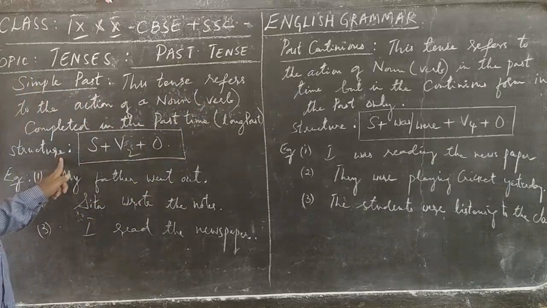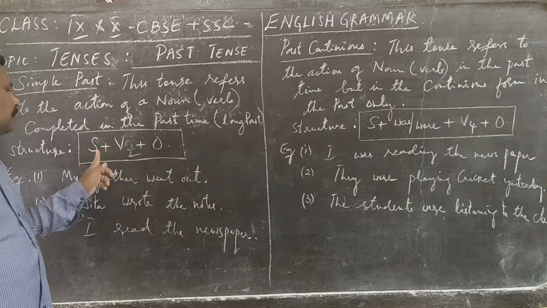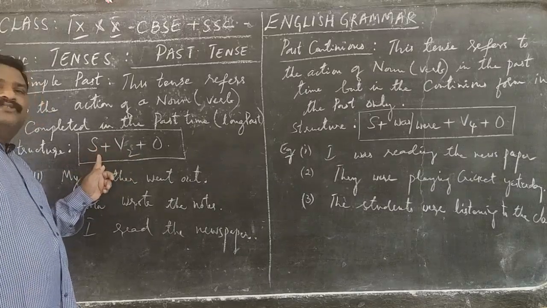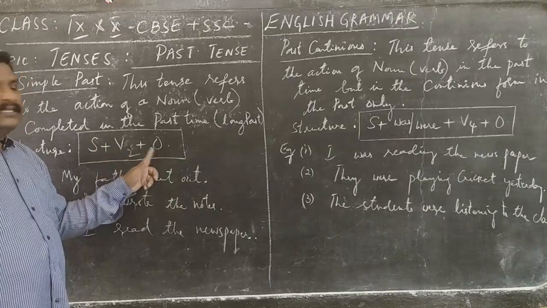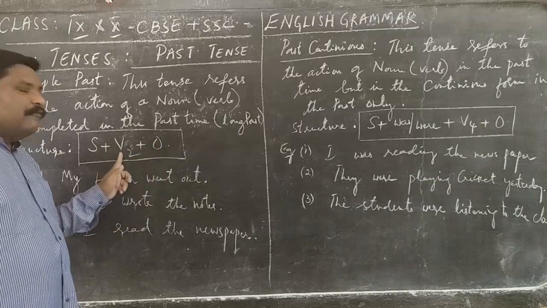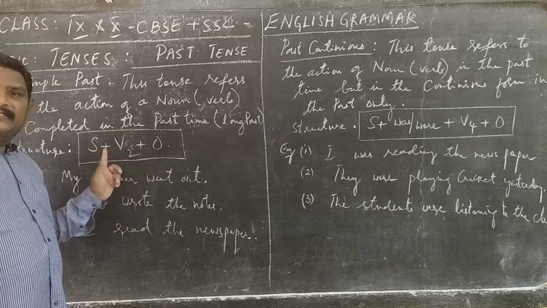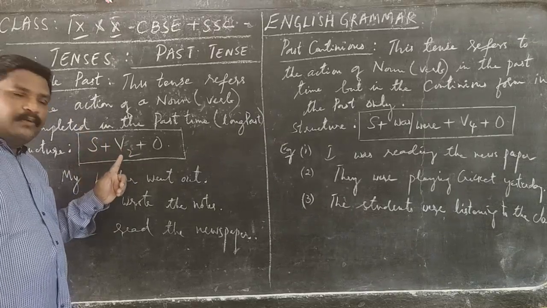So how is the structure? If you see the structure here, subject plus V2 plus object. The structure is very simple to remember. Subject plus V2, verb in the second form, plus object. So it is the verb in the main form. There is no helping verb. If you observe here, in this structure, there is no helping auxiliary verb, only the presence of the main verb.